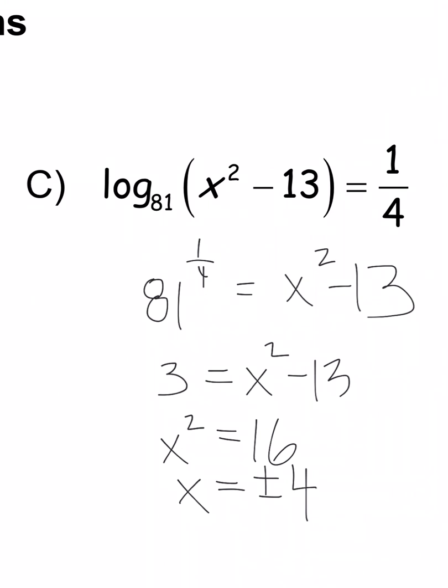And now what we want to do is what I like to call eyeball checking, just looking to see if it would work. Since there are variables in the argument, we have to make sure that this argument is positive. So if I plug in a positive 4, we have 16 minus 13. That's positive. A negative 4 gives 16 minus 13 as well. So both of those make a positive argument, and therefore x equals plus or minus 4.